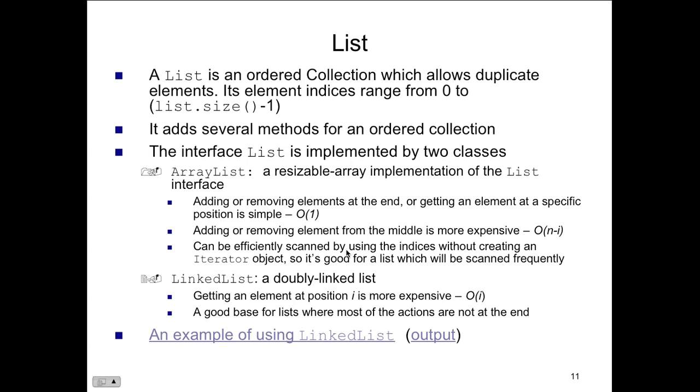It can be efficiently scanned by using indices without creating an iterator object. We don't need one. It has the iterator built into it in terms of the functionality of the list. You can go next, next, next. And so it's good for lists which can be scanned frequently. If we're going to scan the list frequently, we're probably not going to have that big of a list. We can use a simple ArrayList: easier abstraction, simple methods, basic functionality. It comes in handy for all sorts of different things, and it's the same reason why we would use an array.